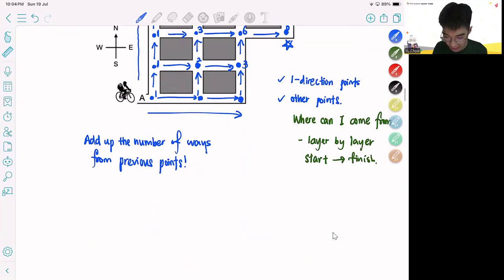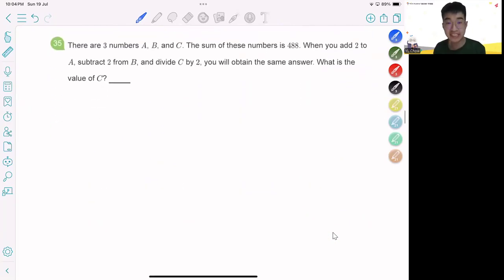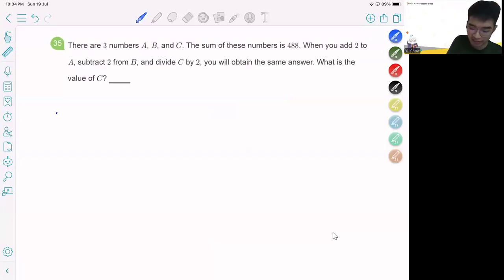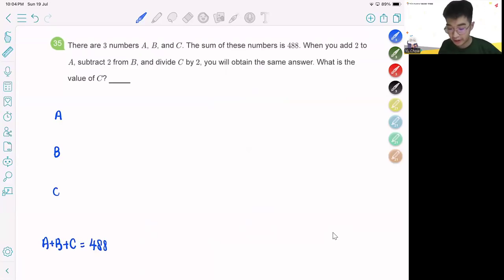Moving on, let's take a look at question 35. Right, this is one of the harder word problems. Let's read the question together. There are 3 numbers, A, B, and C. So let's list them down. A, B, and C. And you know that the sum of these numbers is 488. So you know A plus B plus C, their sum is 488. When you add 2 to A, subtract 2 from B, and divide C by 2, you will obtain the same answer. What is the value of C?